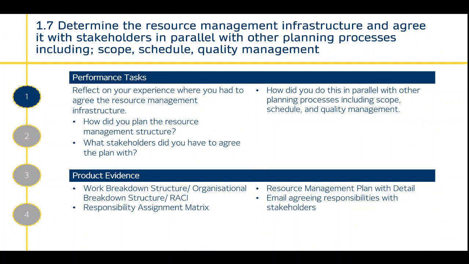1.7. Determine the resource management infrastructure and agree with stakeholders in parallel with other planning processes, including scope, schedule and quality management. Resource management infrastructure is anything that you need to manage the acquisition and the movement of resources on site. So this could be transportation, logistics, warehousing, storage, anything to do with transferring. Might require people with certain skills to be trained, if that's your resource.